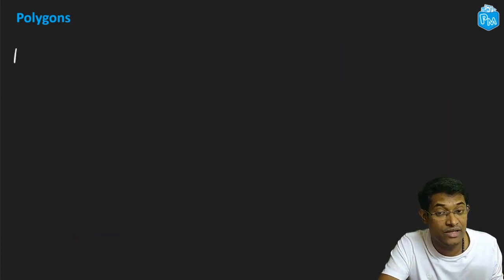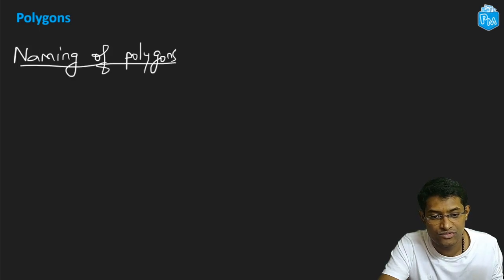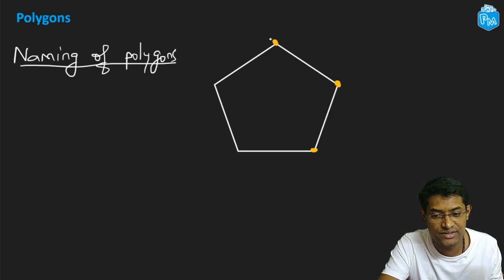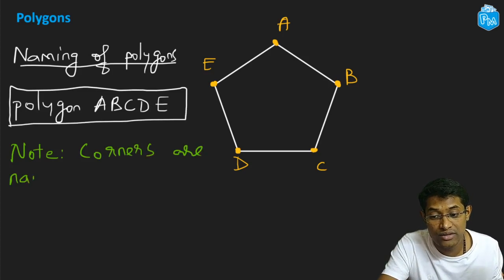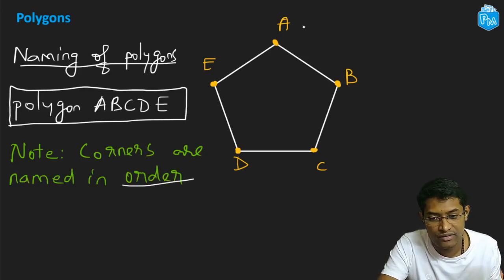Now let's try to name this polygon. Okay, so I have the polygon over here. Let me identify the edges of this polygon. All right, these are the edges, and I name them as A, B, C, D, and E. And now I can call this polygon as polygon ABCDE. It's ABCDE. See, note the corners are named in order. You have A, then B, C, D, and E.